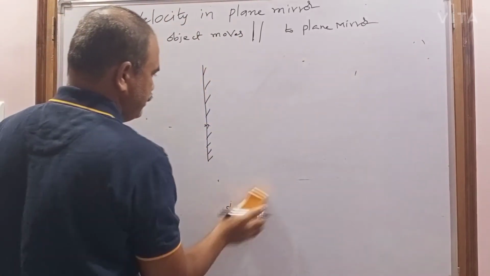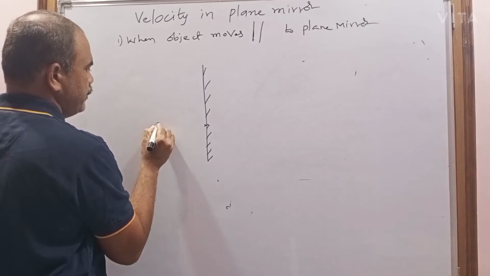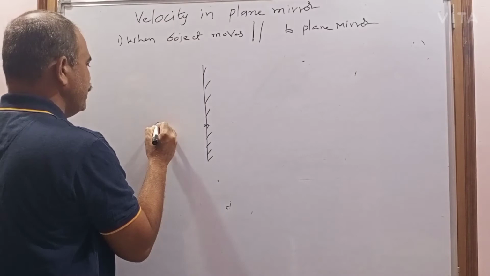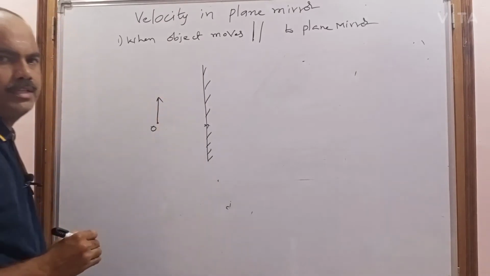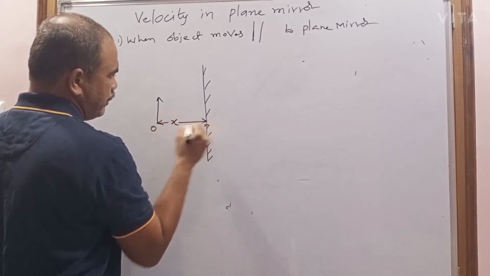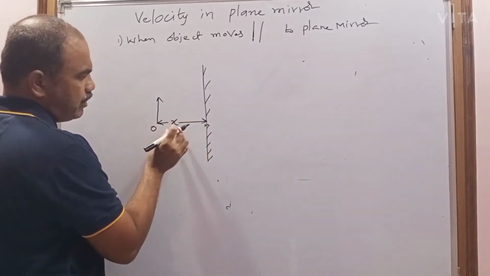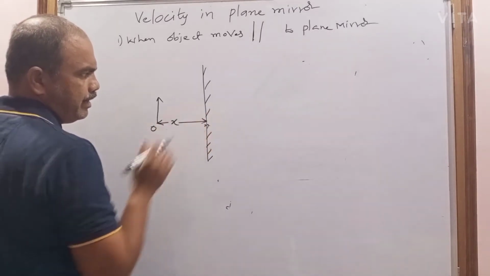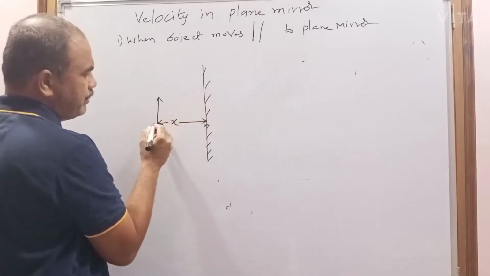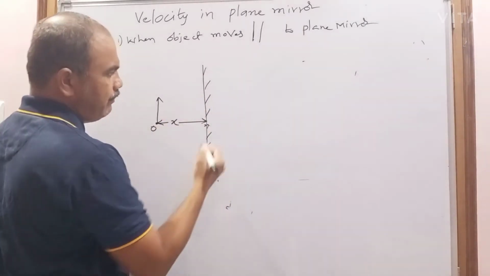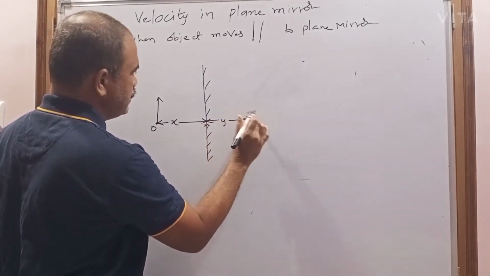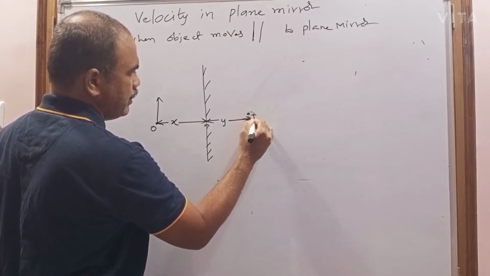So now consider, this is an object O. Now this is the plane of the mirror. Now consider the object is moving in this direction. Let us imagine this is the displacement of the object. When it starts the motion, how much distance is it from the mirror? X. And in the same way, this mirror forms the image of this object inside the mirror, at the same distance, which will be considered y. Here the image is formed.